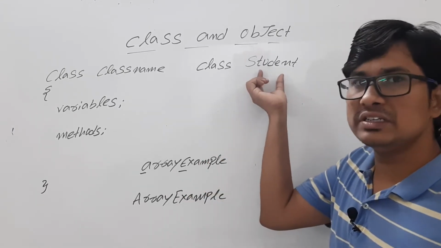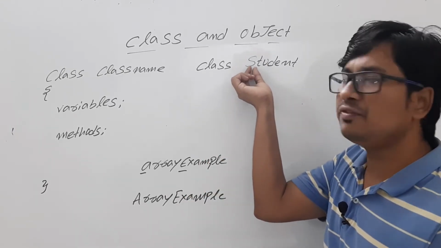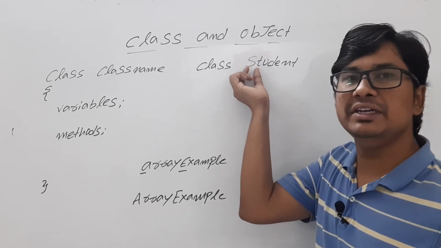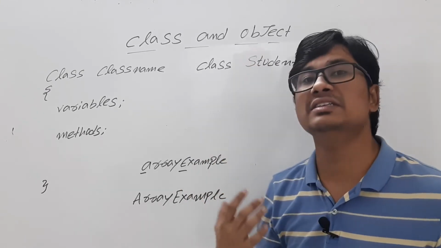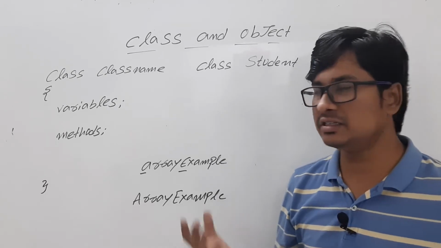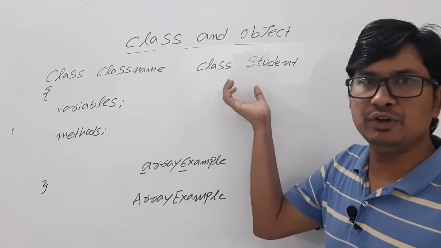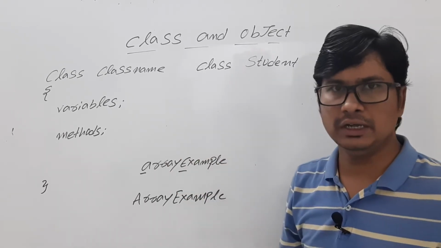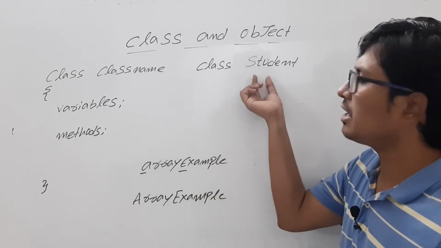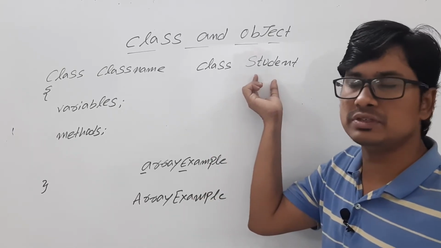Suppose here I have only a single word called student. So the first letter, which is S, I made it capital. This is what we call a naming convention. Okay, this is the standard way you can go. If you do not write it this way, there is no issue, the error will not come. But this is the standard way, and you should follow the standard procedure.